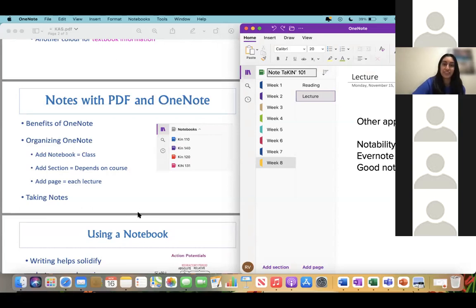Okay, so next is writing notes with PDF and OneNote, and we'll talk about the benefits of this method just after looking at the format. So this is what your screen might look like. You'll have PDF notes on the left side and then OneNote on the right. This can also be done with an iPad, which might fall more under annotating.